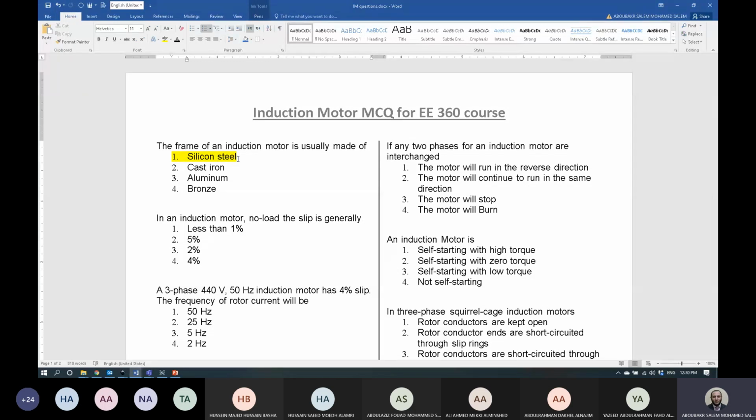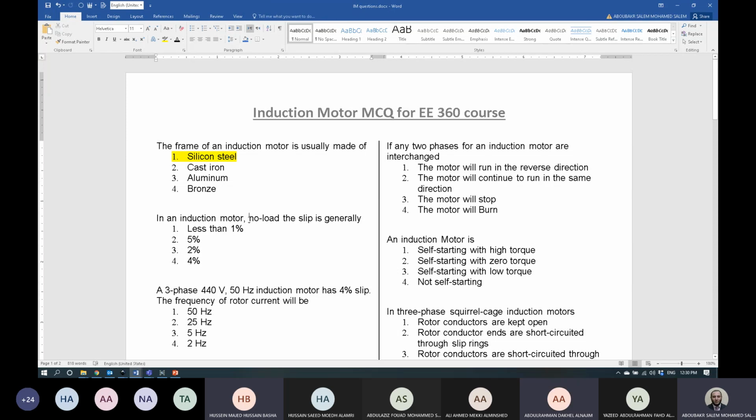Okay. Second question: in an induction motor, at no load, the slip is generally less than 1%, 5%, 2%, or 4%.